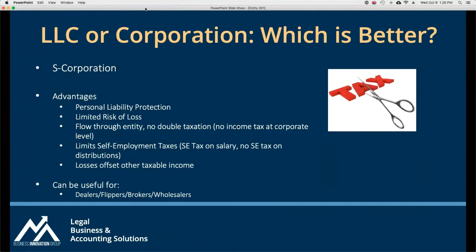The S corporation can limit self-employment tax, and then there's losses. Just like you were saying, Chris, because it's a flow-through business entity, any losses that are generated within the S corporation actually flow through to your 1040, so they can offset other taxable income you may have. For instance, if you also trade on the stock market and have a really great year, you can offset some of those gains using losses from the S corp. Or if your spouse works and has a W-2, then you can offset some of that income. So S corporations are really useful for dealers, flippers, brokers, wholesalers, right? Anything where we're generating that active income. We're not talking passive income once again.